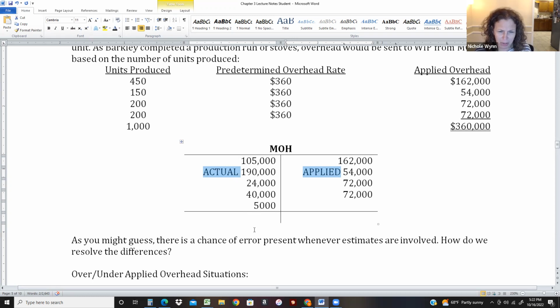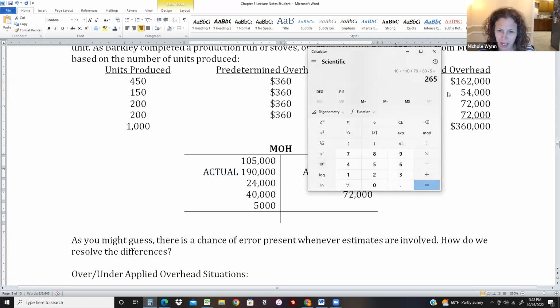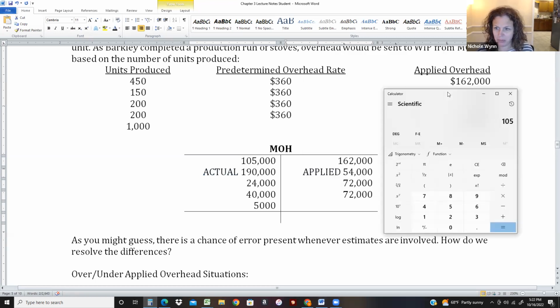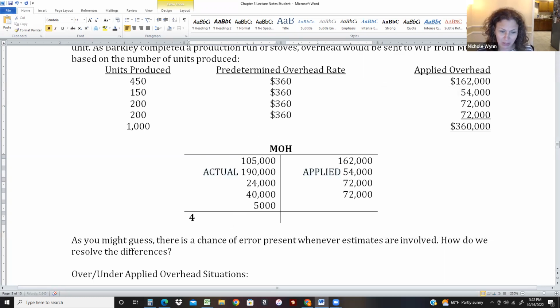And so let's check and see what the balance of this account is. So I would get out my calculator and I would notice on the debit side, I have 105, 190, 24, 40, and 5. So I have 364. So I might write that down over here in the margins. So this side is 364. Over here on the credit side, I have 162, 54, 72, and 72. So I have 360. So if this side is 364, then this is the bigger side. So the balance in this account is 4,000. And it's a debit because my actual side, my debit side, is bigger.